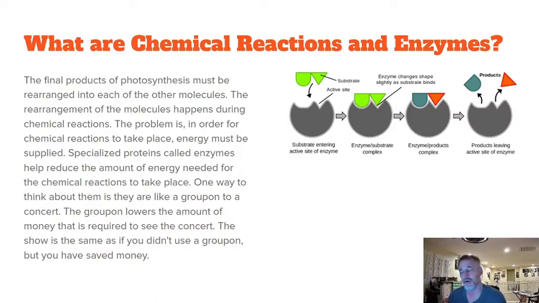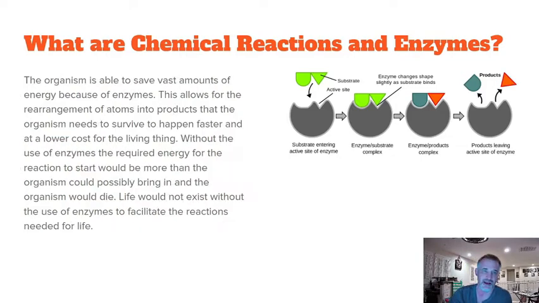So instead of burning off all this energy and wasting this valuable energy to do these chemical reactions, our body develops something called enzymes. Enzymes are a special type of protein that basically helps reduce the amount of energy that's needed for a chemical reaction to take place. The analogy they give here is one way to think about them is kind of like a Groupon to a concert. The Groupon lowers the amount of money required to see the concert, but you get to see the same concert. So we can make these products that we want to make, but we can lower the amount of energy that's required to do that by using enzymes.